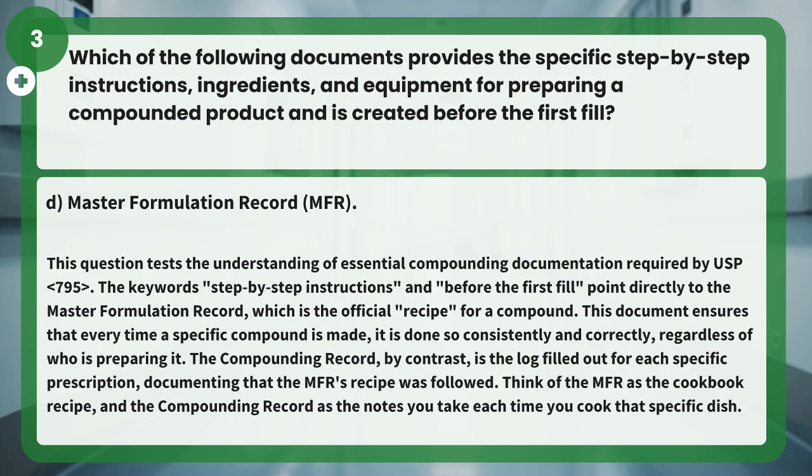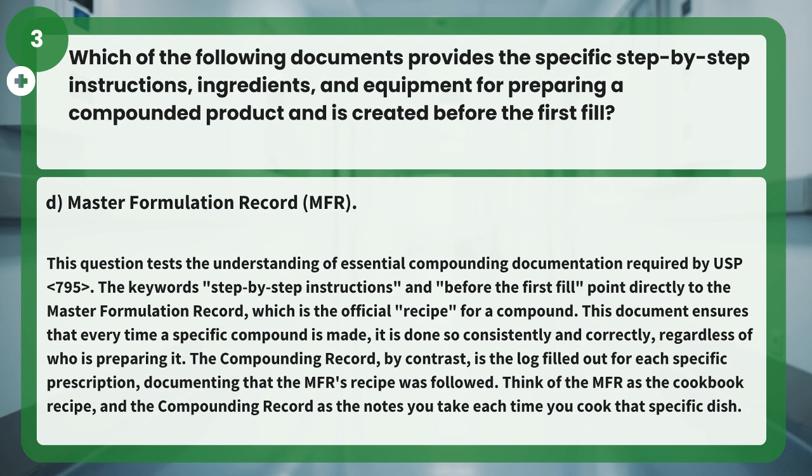Answer: D. Master formulation record, MFR. This question tests the understanding of essential compounding documentation required by USP <795>. The keywords step-by-step instructions and before the first fill point directly to the master formulation record, which is the official recipe for a compound. This document ensures that every time a specific compound is made, it is done so consistently and correctly, regardless of who is preparing it.